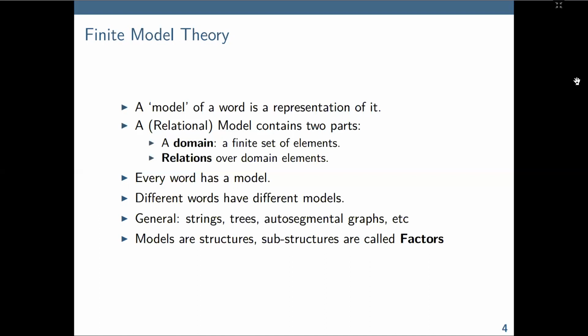You can create models for strings, models for trees, models for autosegmental graphs, et cetera. Whatever the type of structure is, the type of structural information that you're trying to describe can be done using relational models. So these models are structures. The representations the learners entertain are structural. And if we want to talk about substructures or subparts of these models, we're going to give those a special name and call them factors. They're the factors that make up a particular structure.